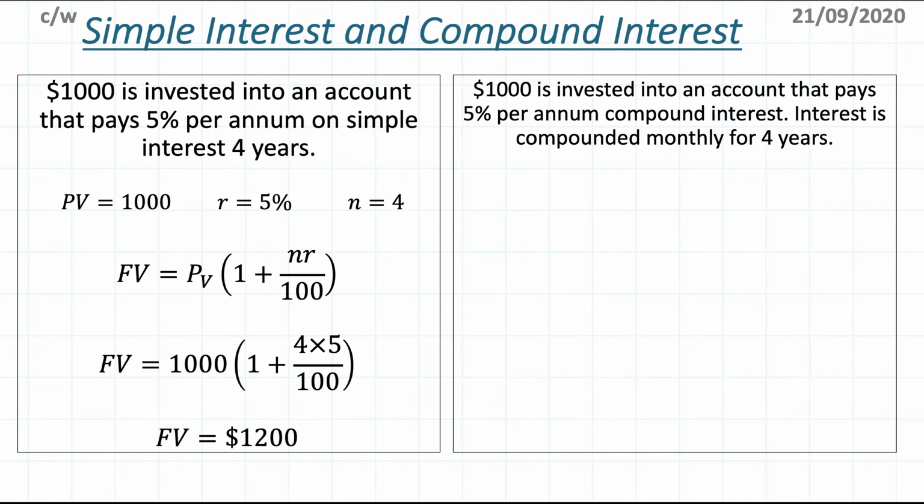So after 4 years, my total amount is 1,200, and the interest I get will be added on there. If you want to find the interest, you can just subtract the present value from the future value. So if I do 1,200 minus 1,000, that's going to give me 200. It means that was my interest, how much I got on top of my present value.